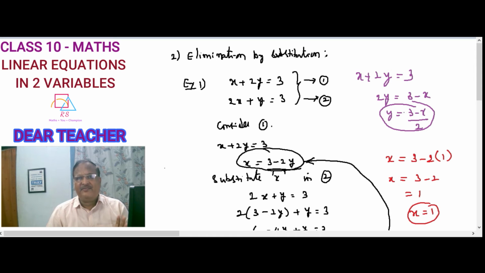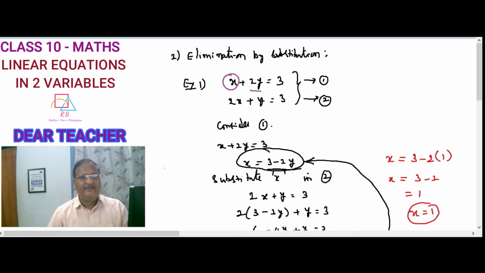Try to avoid fractions as much as possible. Sometimes fractions will definitely come. Here, I don't get fractions if I take x, because the x coefficient is 1. If you take y, the coefficient is 2, so 2 will come in the denominator. That is why you take a suitable variable. If there is no possibility, you take any variable.